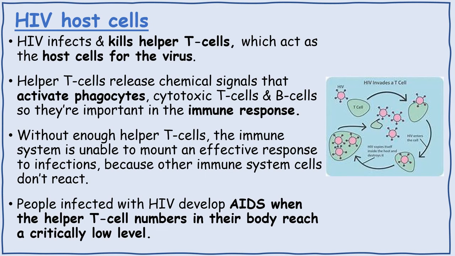HIV host cells. HIV infects and kills helper T cells, which act as host cells for the virus. Helper T cells release chemical signals that activate phagocytosis, cytotoxic T cells and B cells, so they're very important in the immune response. Without enough helper T cells, the immune system is unable to mount an effective response to infections because other immune system cells don't react. People infected with HIV develop AIDS when the helper T cell numbers in their body reach a critically low level.